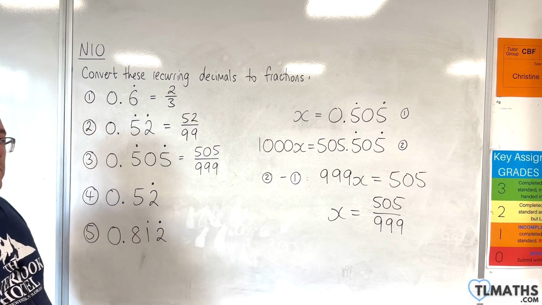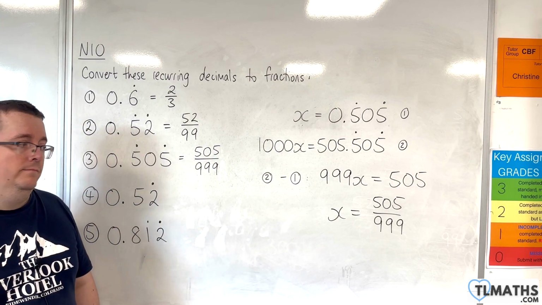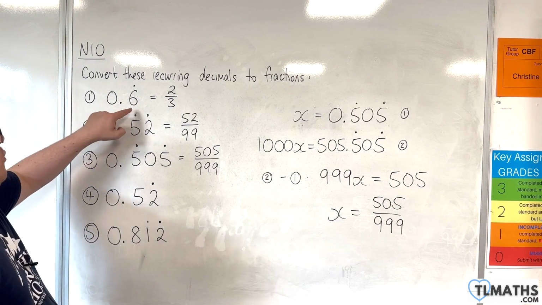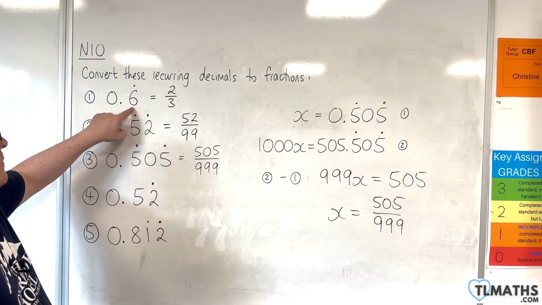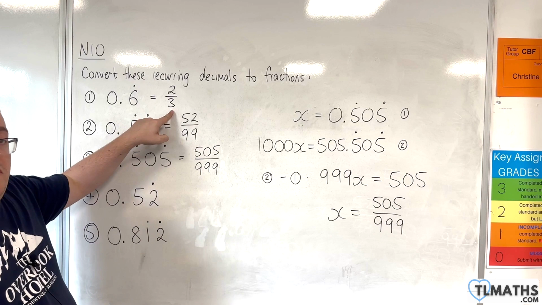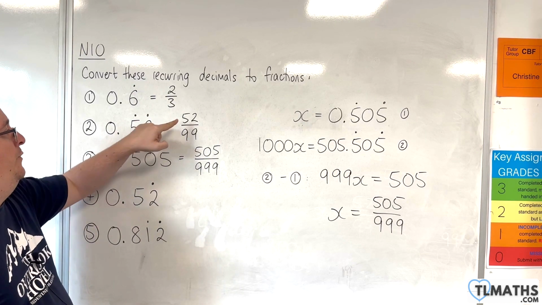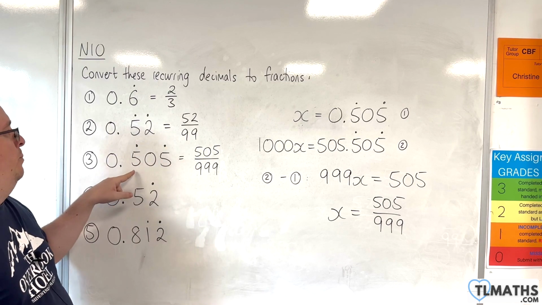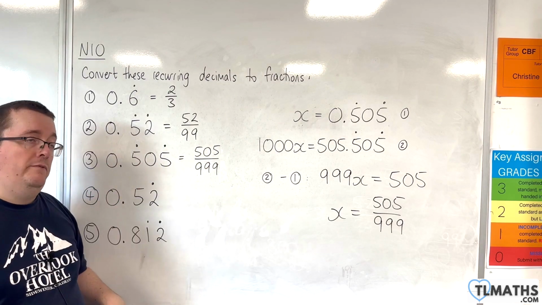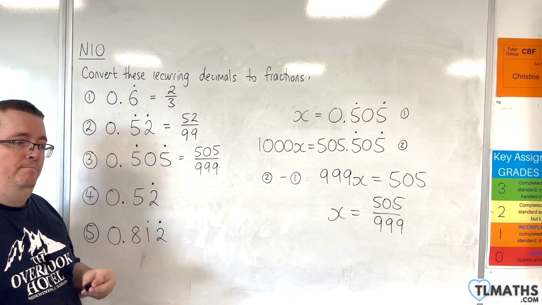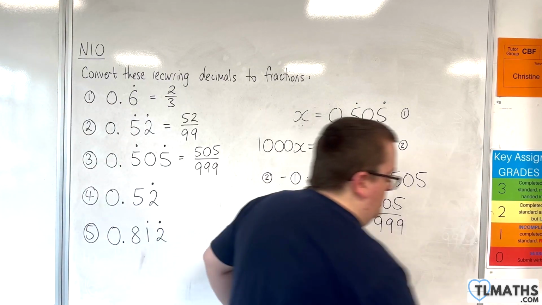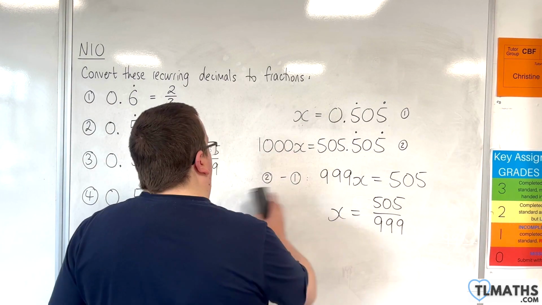Now I wonder if you can see a pattern with our results here, right? 0.6 recurring was 6/9. 0.52 recurring was 52 over 99. 0.505 recurring is 505 over 999. Okay, so that's not a fluke.